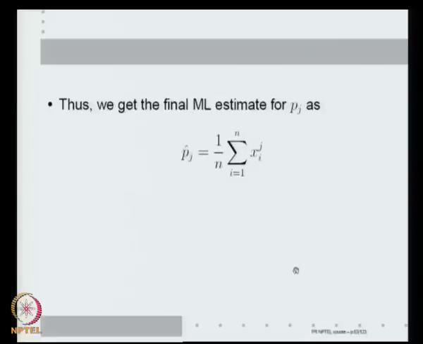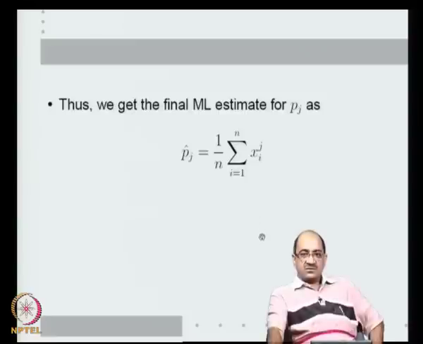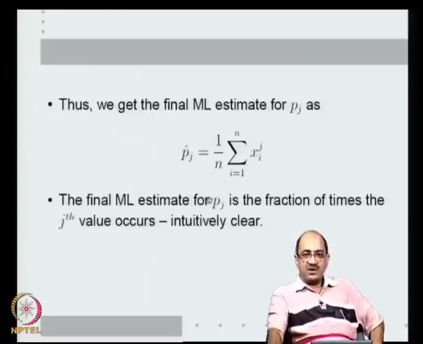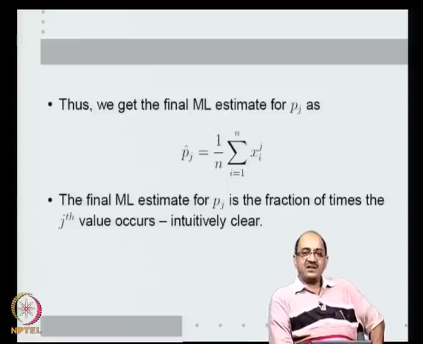If I now plug in the value of lambda, I get my final ML estimate for p_j as 1 by n summation i equal to 1 to n x_ij. This has been quite an optimization problem. We formulated the constrained optimization problem, used Lagrange multipliers and solved it. But at the end, what we get is a very intuitively obvious expression.